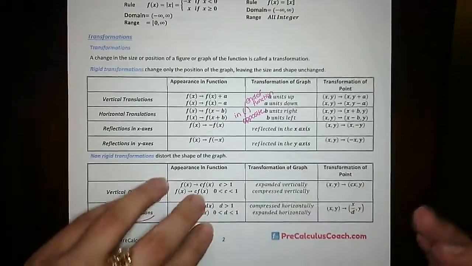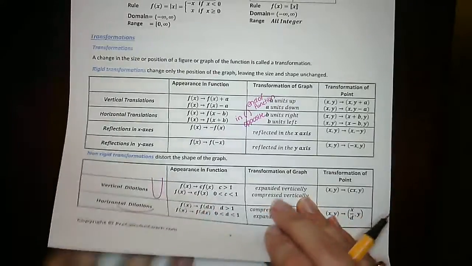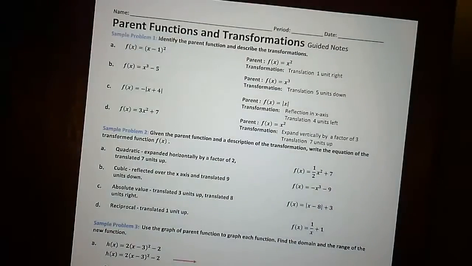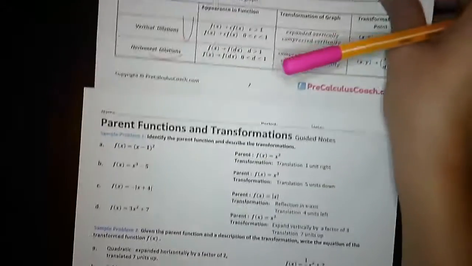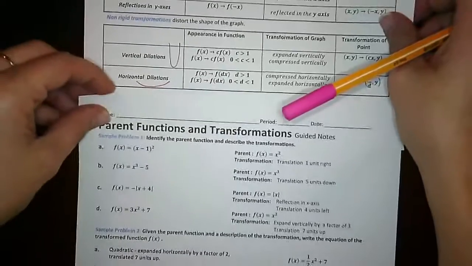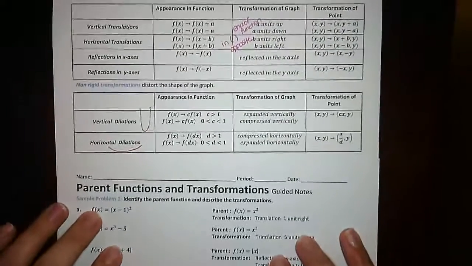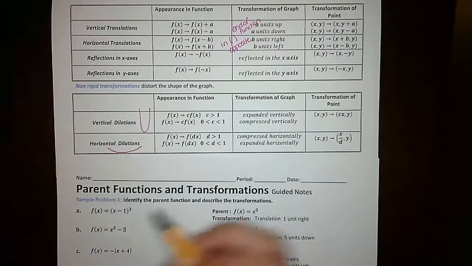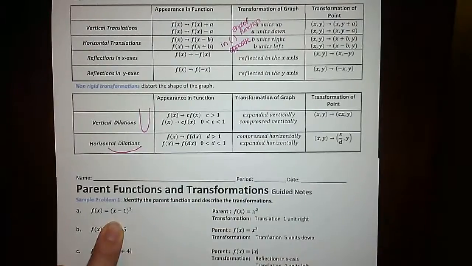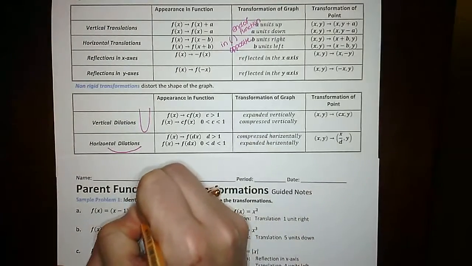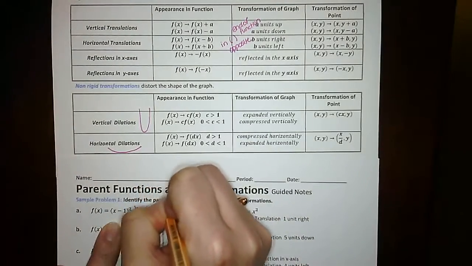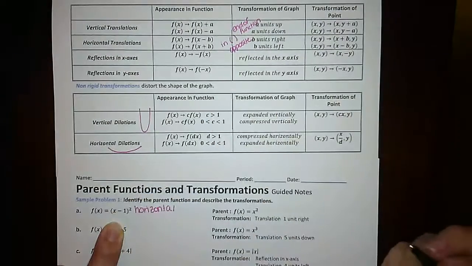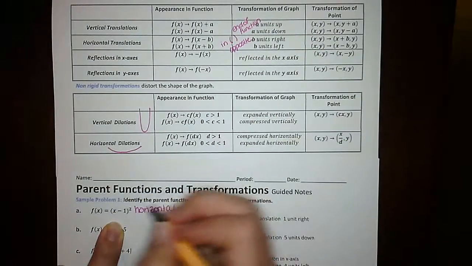So I'm going to show you what I mean. I know that's a little confusing if you don't remember this stuff from freshman year, which was a while ago. So we're going to look at some examples. You should be able to see this here. If we look at this one right here, it's x minus 1. This is a horizontal translation because it's in parentheses, and we do the opposite. So instead of left 1, this is going to be right 1.